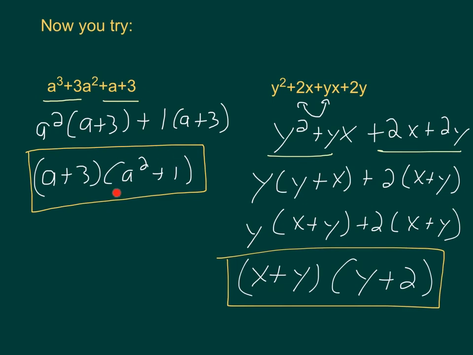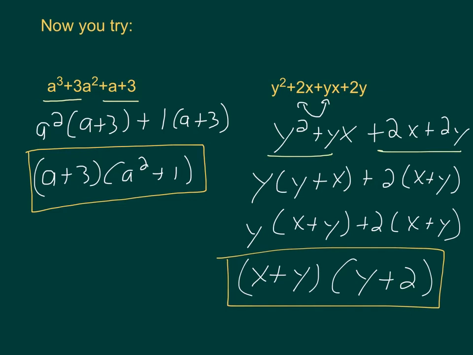Also, a squared plus 1, even though a squared and 1 are both perfect squares, because it's an addition, it's not factorable. If it was a squared minus 1, I could factor it once more, making it a difference of squares. But in this case, I cannot because it's a squared plus 1.